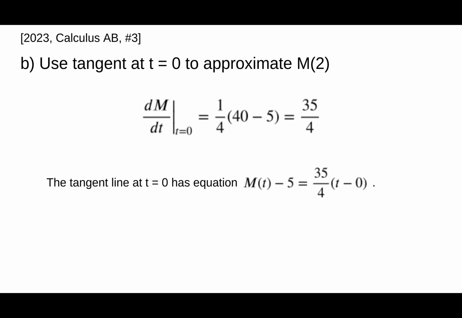So our linear approximation here would be M(t) minus 5 equals 35/4 times (t minus 0). And to approximate the value of M(2), we're just going to plug 2 in for t. M(2) would be 35/4 times (2 minus 0) plus 5, which is 22.5 degrees Celsius.